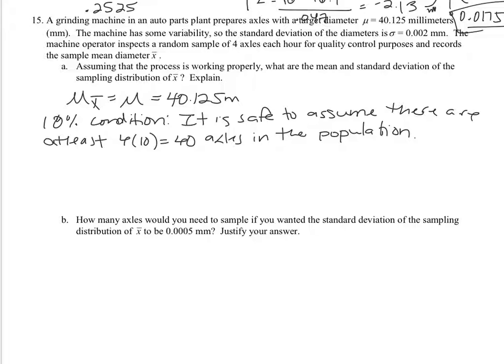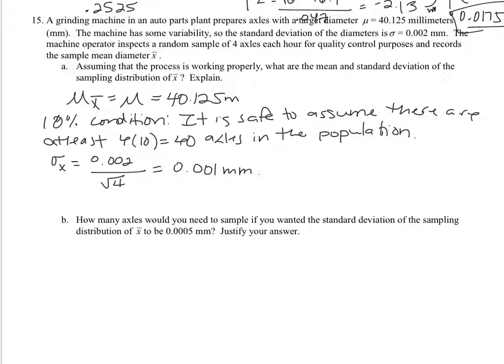Okay, so then we do sigma sub x bar is equal to sigma, which is 0.002 divided by the square root of 4, which is equal to 0.001 millimeters. So, here we go.